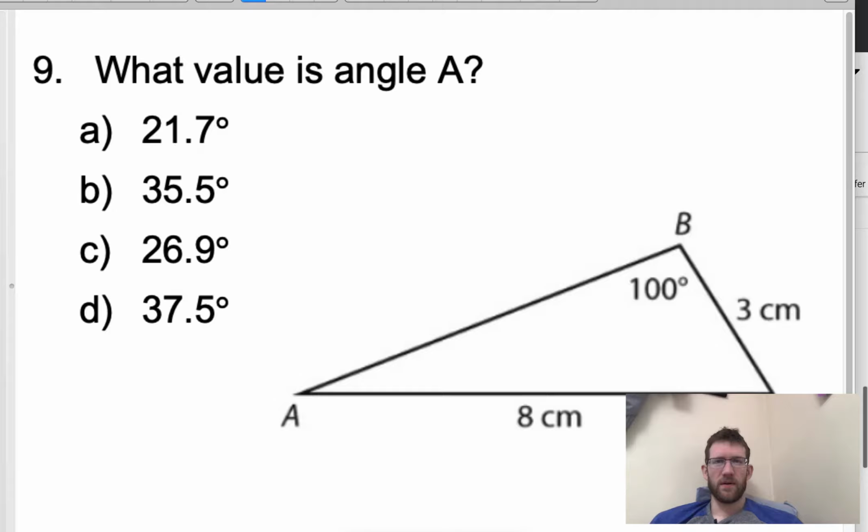So it's a little disappointing. This is the meat of the whole chapter. So we really want to make sure that we have this down, the law of sines and how we're going to solve for those missing pieces.